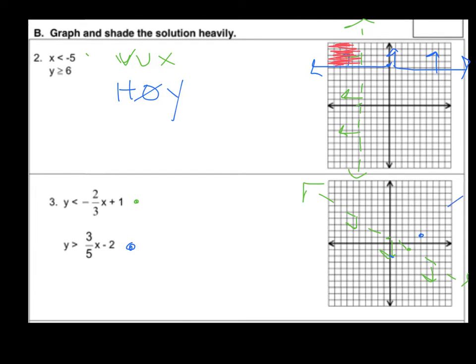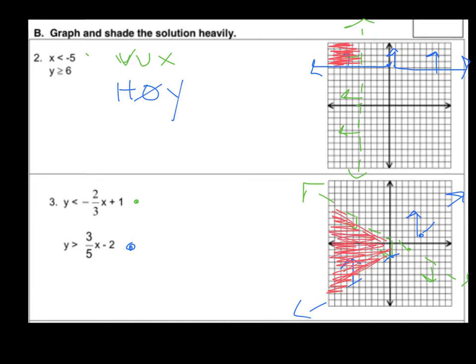This is also a dashed line because it's greater than, with no equal to. Because it is greater than, I would be shading up from this line, and I can very clearly see that the overlapping shaded region would occur right here in this triangular portion, because I have both a green and a blue arrow pointing at one another.